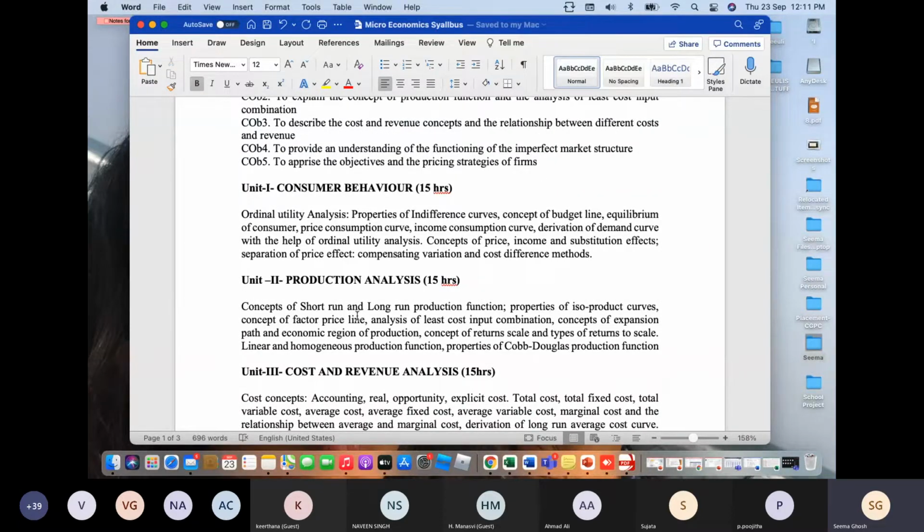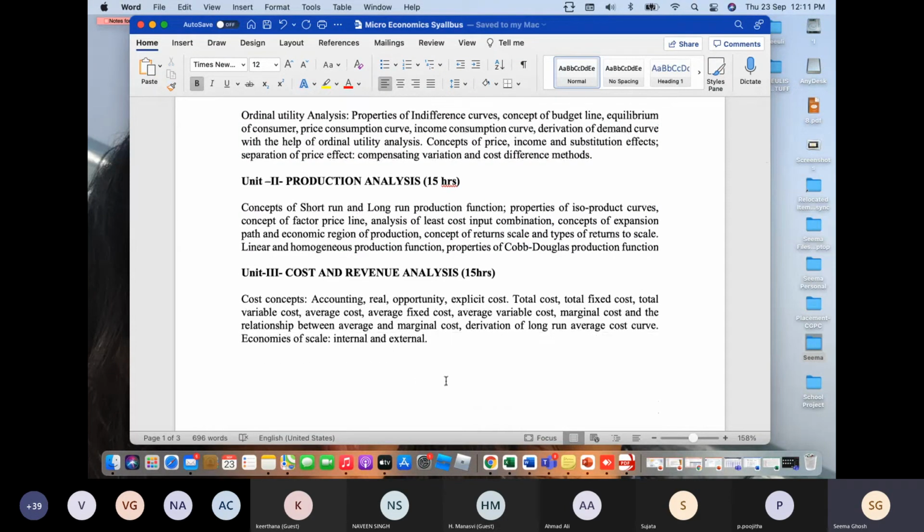Now the third unit is related to cost and revenue concepts, and what is the relationship between cost and revenue, because cost is one side and revenue is the other side of the same coin. So when you talk about cost analysis, first we will be taking different cost concepts, which include the accounting cost, real opportunity, explicit, total fixed cost, total variable cost, average fixed cost, average variable cost, marginal cost. And then we will be doing the relationship between the average and the marginal cost. Then we will talk about the long run average cost curve.